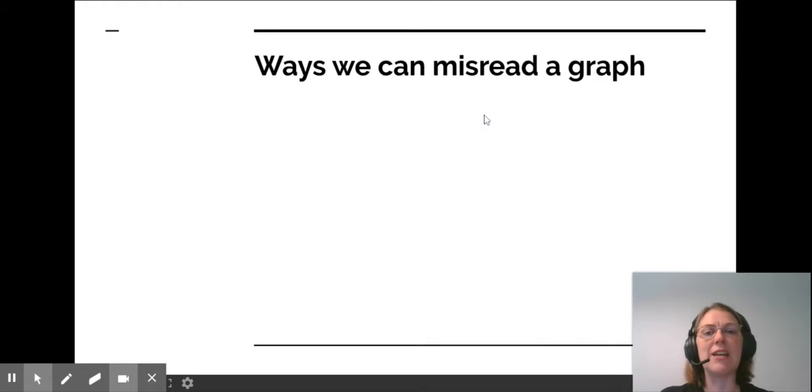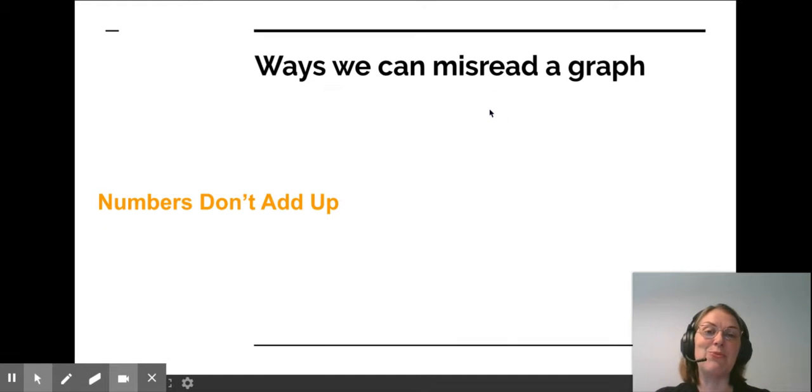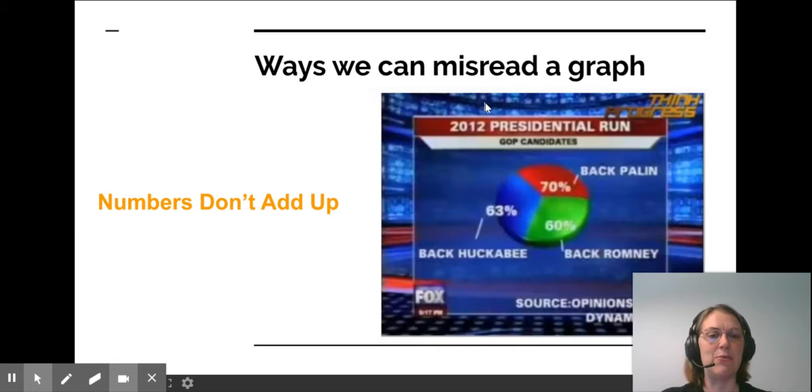I think it's worth our time to look at ways that we can misread a graph. One way that I think you're going to find we see a lot is that the numbers don't add up. Let me show you a graph as an example of what I've seen before. Take just a moment to look at this graph here. See if you can figure out what's going wrong.